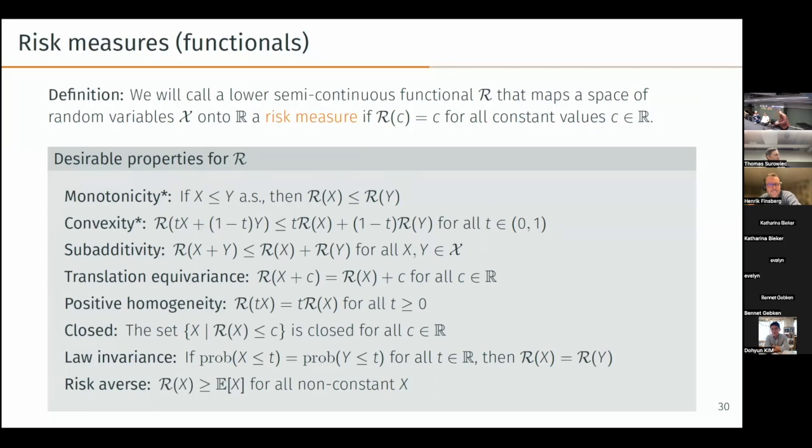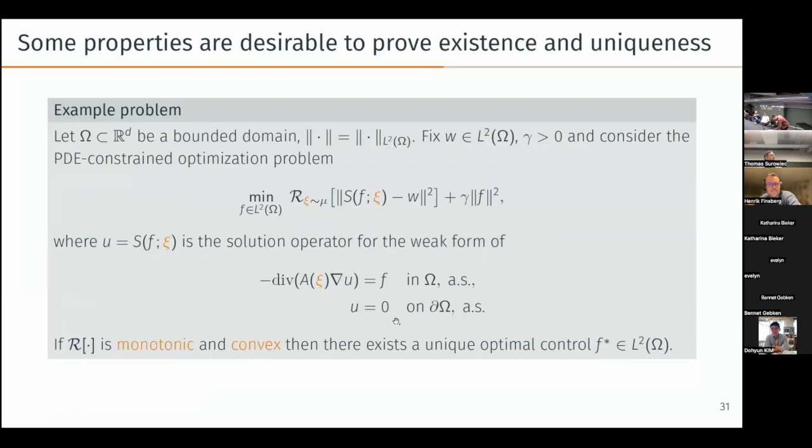The last one offline. It should be strictly greater than the expectation. Oh yes, you're right. Actually, I pointed this out to someone else. Okay, yes, you're right. Thank you. Thanks, Tom. Strictly greater here. That's right, because expectation is not risk averse. That's where the definition comes from.